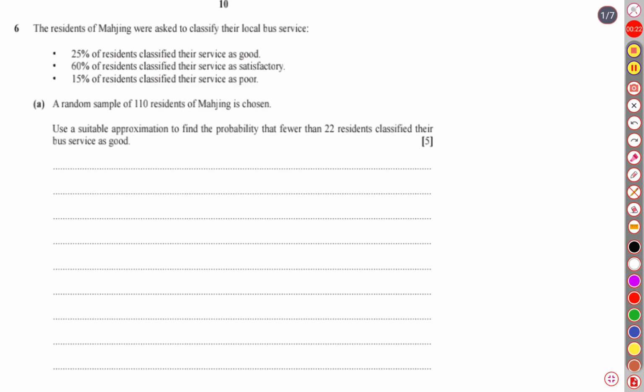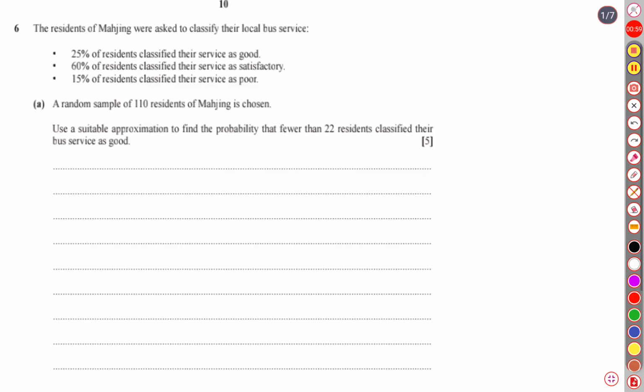The question says the residents of Mahjing were asked to classify their local bus service. 25% of residents classified their service as good, 60% classified the service as satisfactory, and 15% classified the service as poor. Question A says a random sample of 110 residents of Mahjing is chosen. Use a suitable approximation to find the probability that fewer than 22 residents classified their bus service as good.